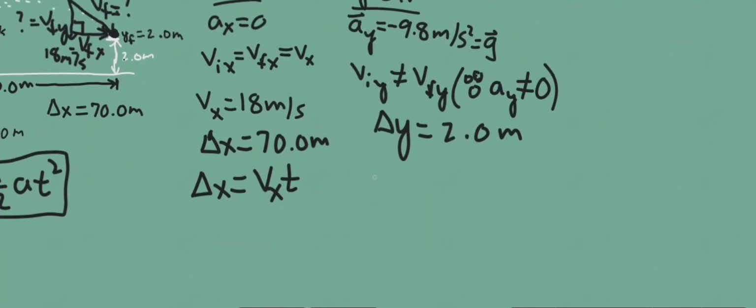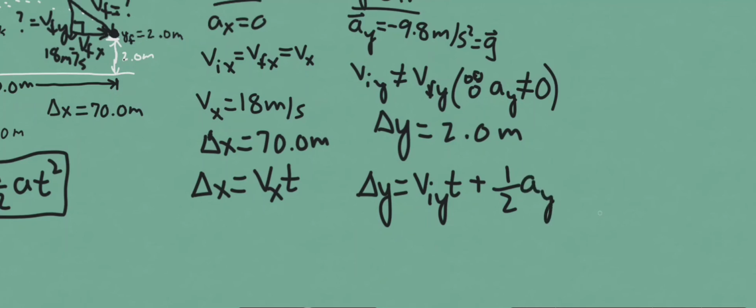And over here, however, since acceleration is not zero, we're going to have delta y equals the initial velocity in the y direction times delta t, plus half times the acceleration in the y direction, which is just g, times delta t squared. Now, let's plug in what we do know.